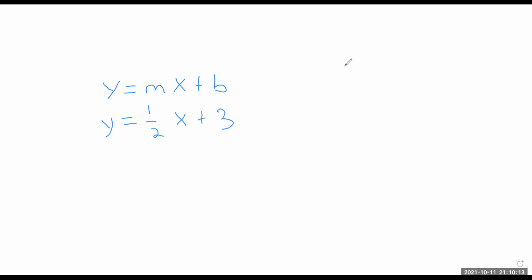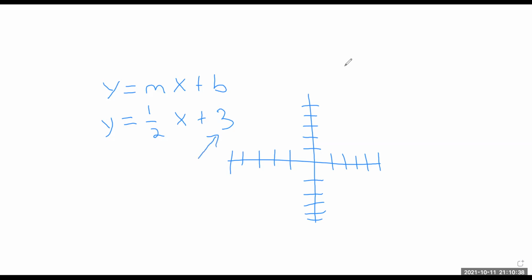Well, if we were to graph that, it would look something like this. Let me give ourselves 1, 2, 3, 4, 5. 1, 2, 3, 4, 5. So we're going to start at our y-intercept, which is this 3. So we're going to go up 1, 2, 3. And this is our starting point.